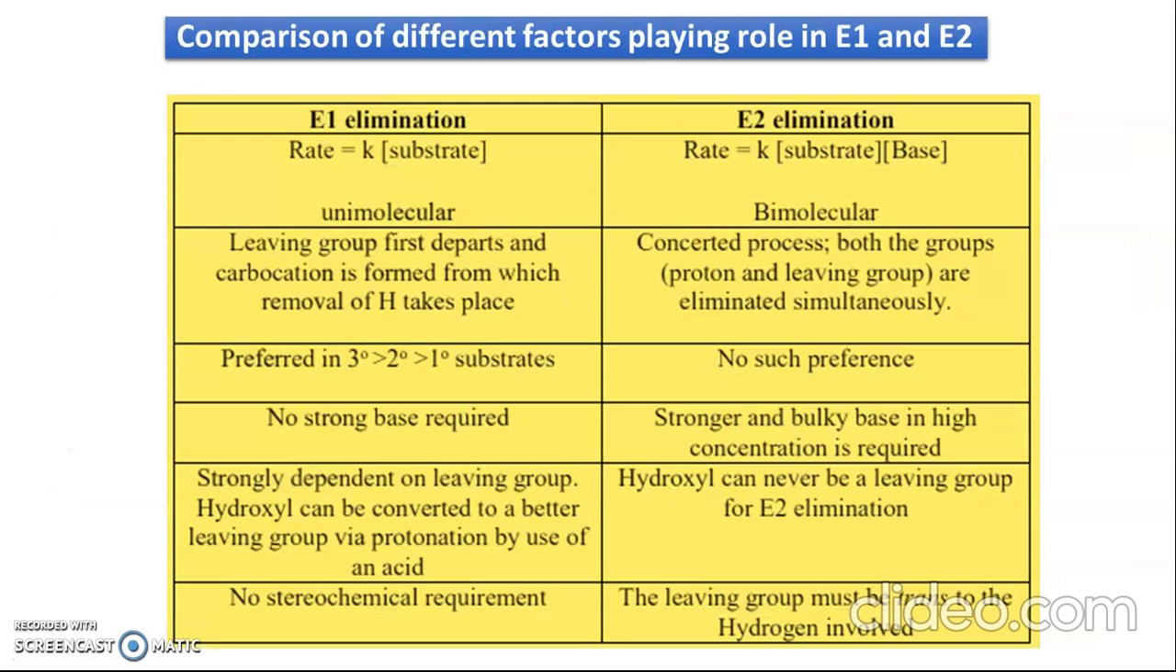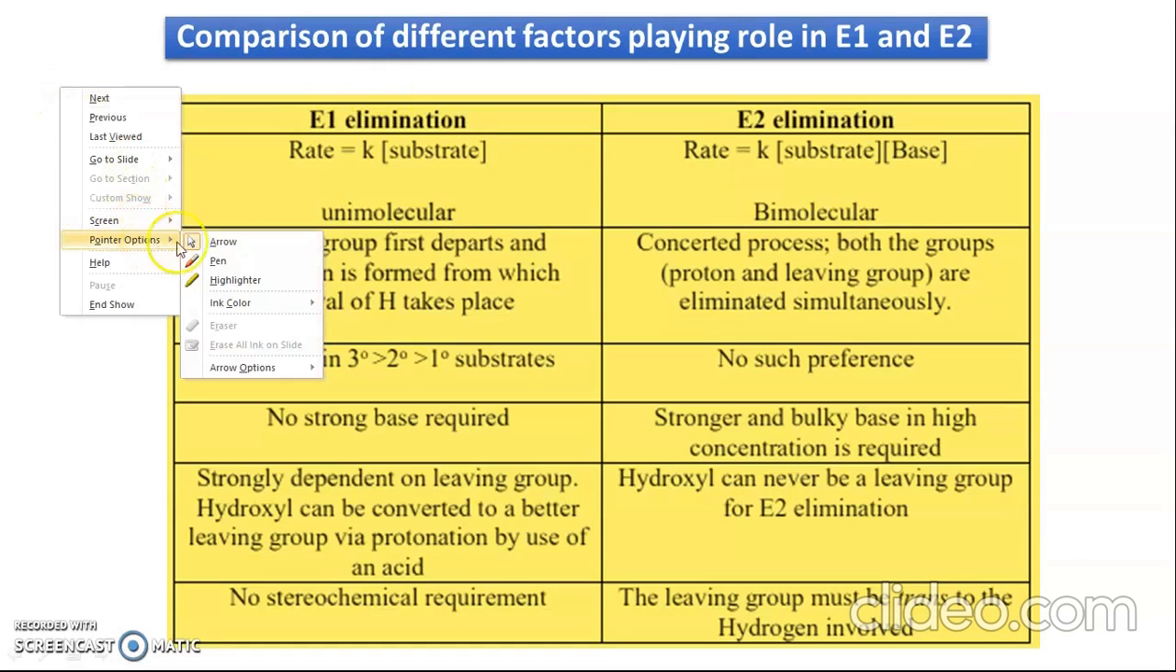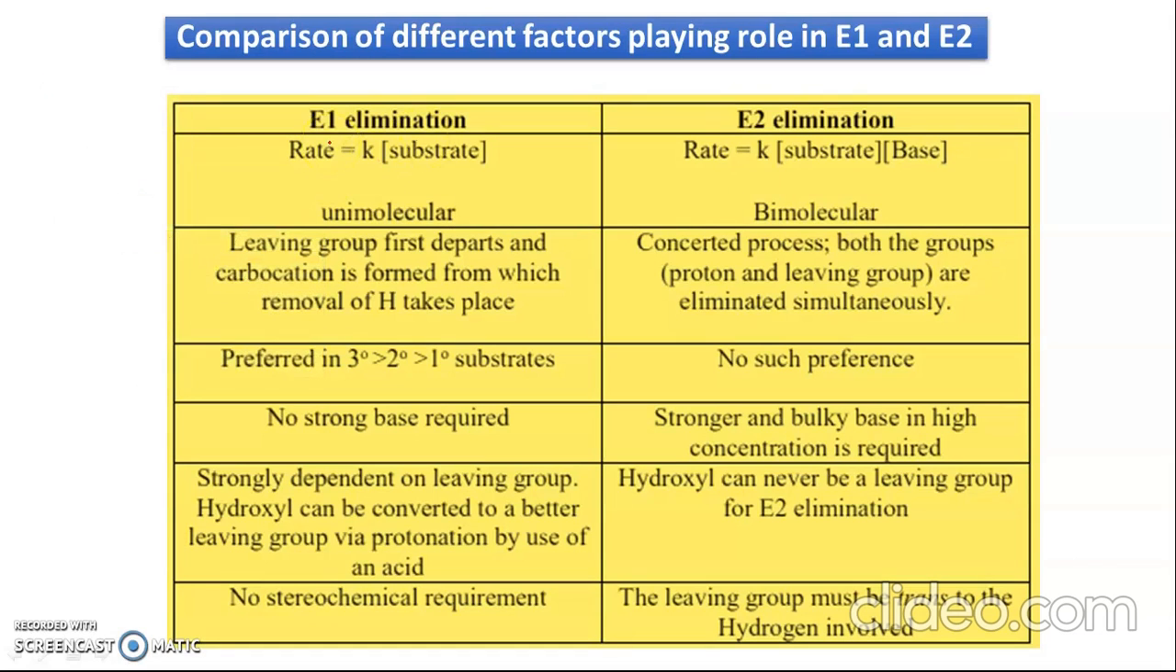Now we will summarize all the points that we have discussed. So we will compare all the factors here. Let's quickly brush up. E1 elimination, this is the rate expression, only the substrate RX, so it is unimolecular. But in E2 the base term is also present, so it is bimolecular. In E1 the leaving group first departs and carbocation is formed as an intermediate, and in the second step removal of hydrogen takes place. But E2 elimination is a concerted process, a single step process.